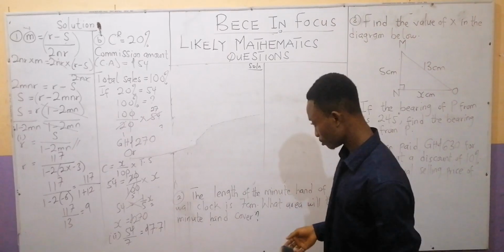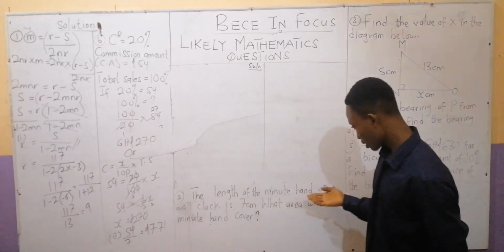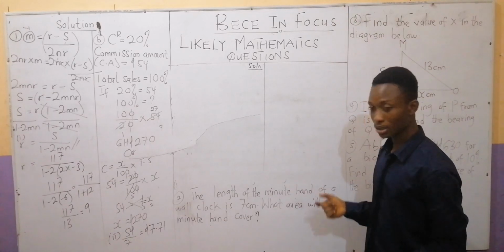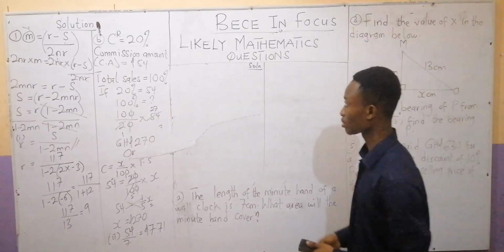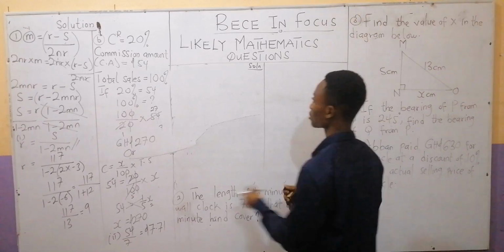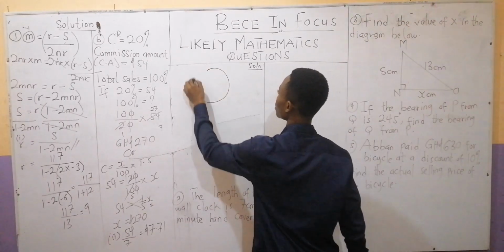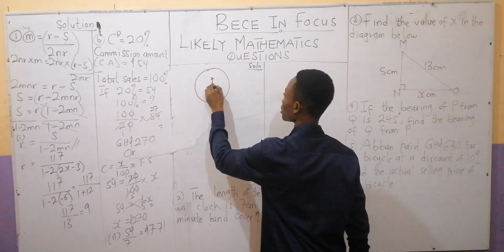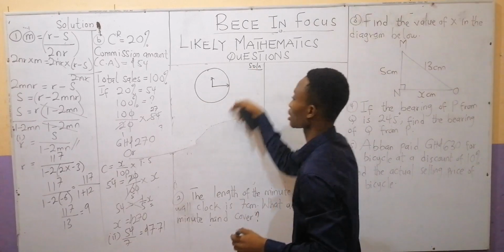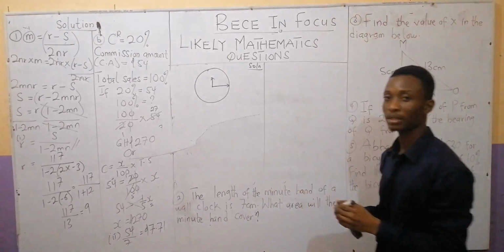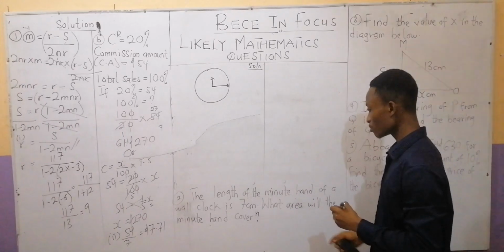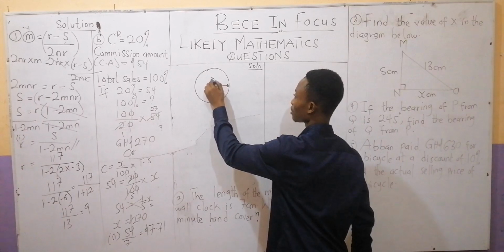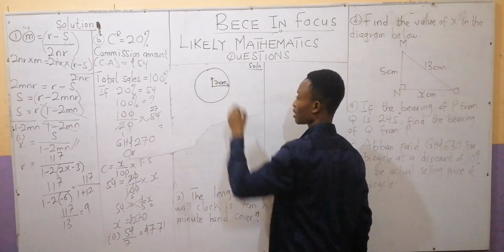The next question says the length of the minute hand of a wall clock is 7 centimeters. Now what area will the minute hand cover? So we are trying to talk of the area the minute hand covers. So let's say there is a watch or a clock, an hour hand and a minute hand. So what area will it cover? Area talks of the space bounded by a shape. So the length of the minute hand is 7. That means the radius of it is 7. So they are talking of the area it covers.